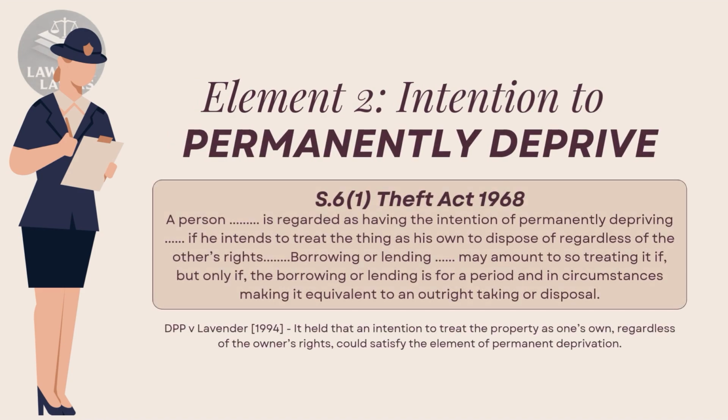The second element is intention to permanently deprive. Under Section 6(1) of the Theft Act 1968, a person intends to permanently deprive if they treat the property as their own to dispose of, regardless of the owner's rights. In some cases, even borrowing or lending can amount to this if it is for so long, or in such circumstances, that it is effectively equivalent to outright taking. This was considered in DPP v Lavender, where the court confirmed that treating property as one's own, disregarding the owner's rights, can satisfy this element.